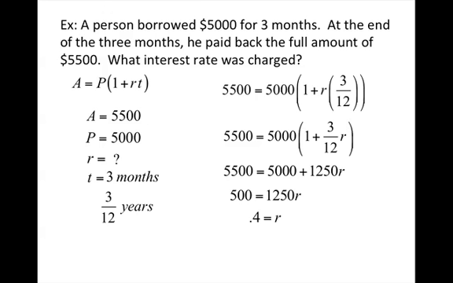Well, this is our interest rate, but it's the decimal form of it. And I always want to give the final interest rate as a percent. To change a decimal to a percent, we multiply by 100. So 0.4 times 100 gives me 40%. Multiplying by 100 is going to move the decimal to the right 2 places. So the interest rate charged was 40%.